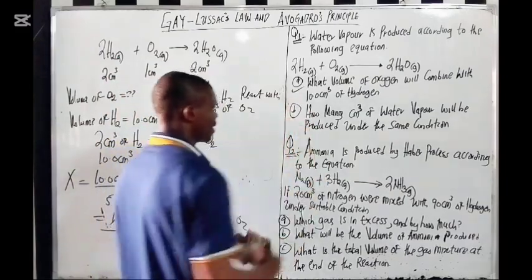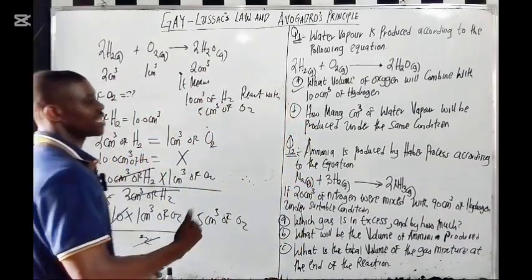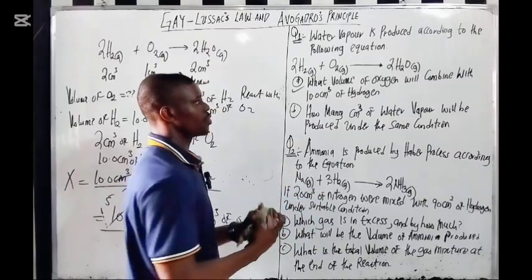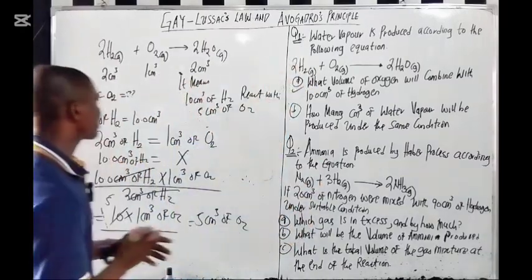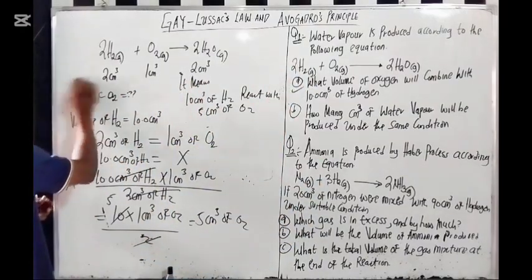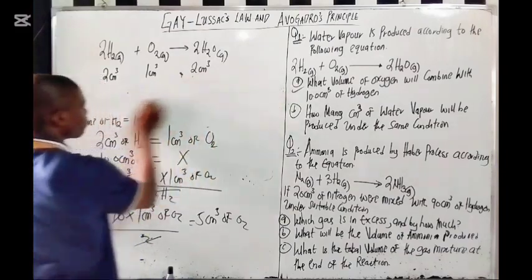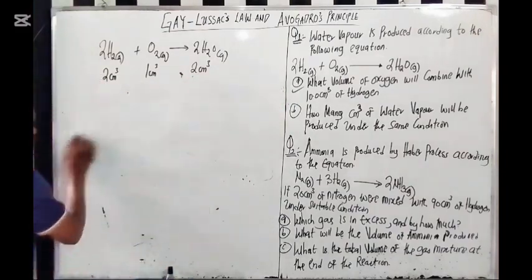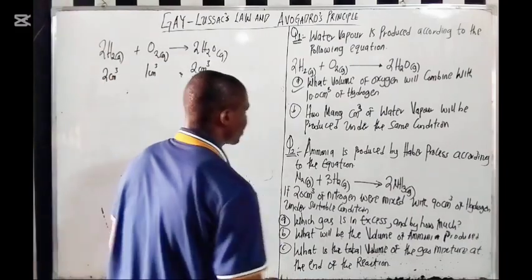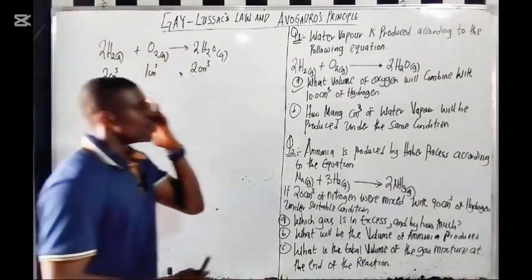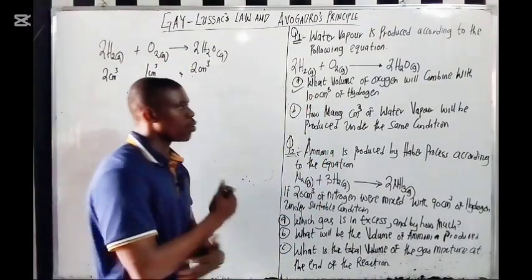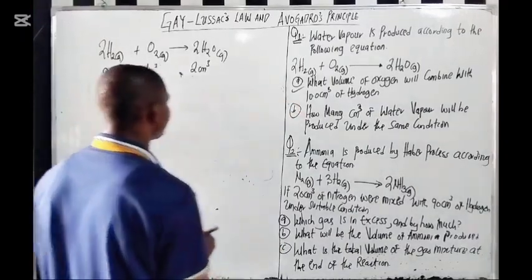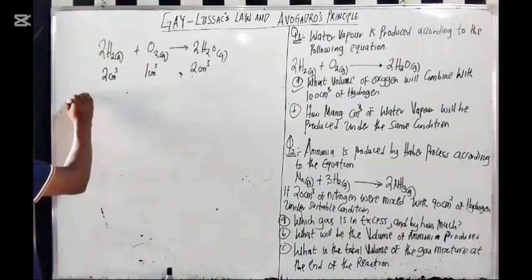Let's look at the second one. They say, how many cm³ of water vapor will be produced under the same condition? Please pay attention here. Remember, we are still going to use the same volume of hydrogen gas. The volume of hydrogen gas is 10.0 cm³.